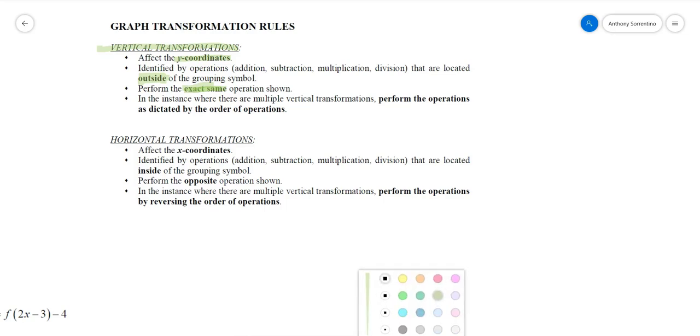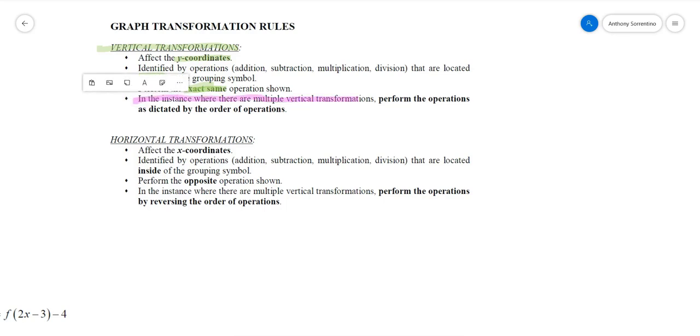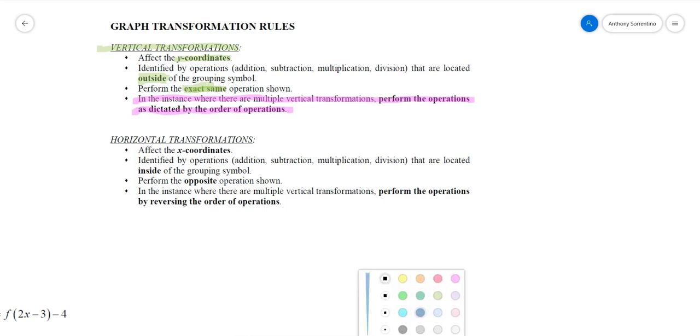And the new thing to focus our attention on, this gets more into the multiple transformations. In the instance where multiple vertical transformations are needed, I perform the operations as dictated by the order of operations. That's going to become important. So the vertical transformations, most students have the least problem with those because they behave pretty much as they look. You just have to make sure that you're identifying vertical transformations based off of things that are occurring outside of a parenthesis. Horizontal transformations, on the other hand, these are the ones that act a little bit bizarre.